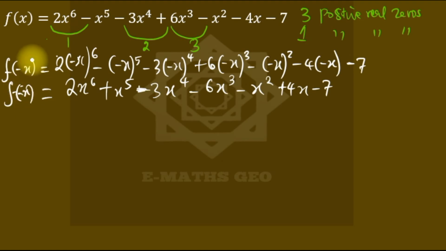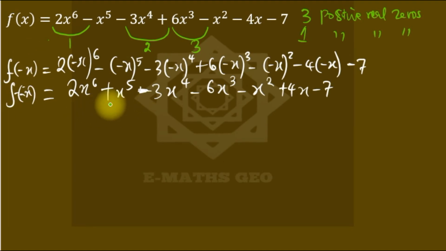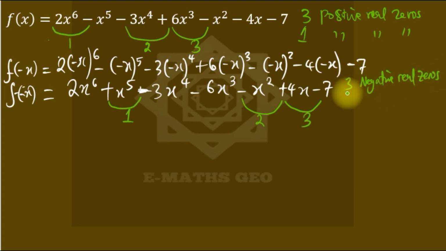Let's find the number of variations of sign. We have 1, 2, and 3. So we have either 3 negative real zeros, or less than it by an even number. That's 3 minus 2, which is 1. So either this or that.